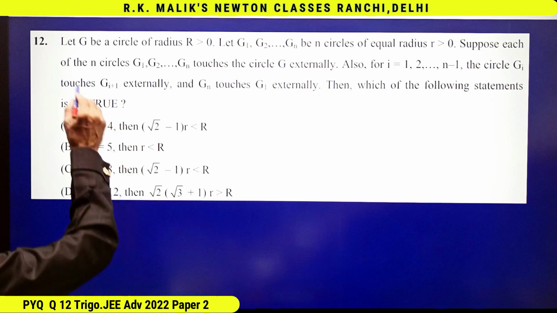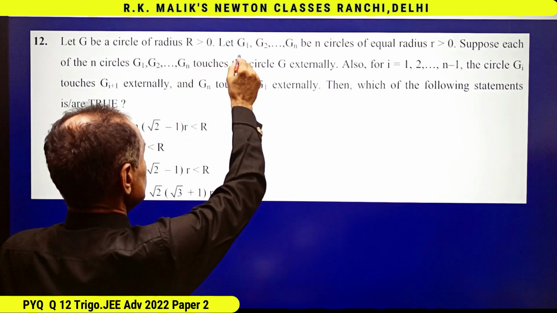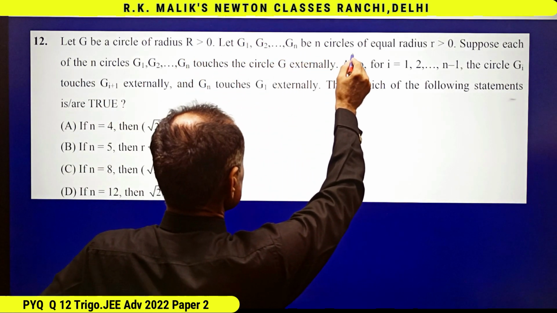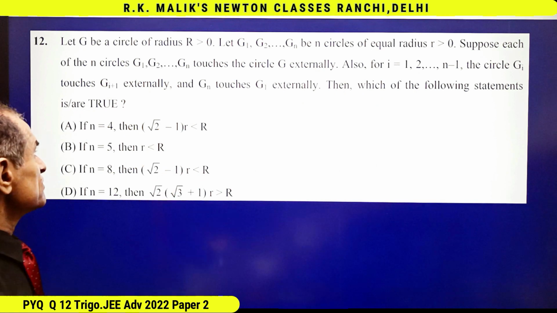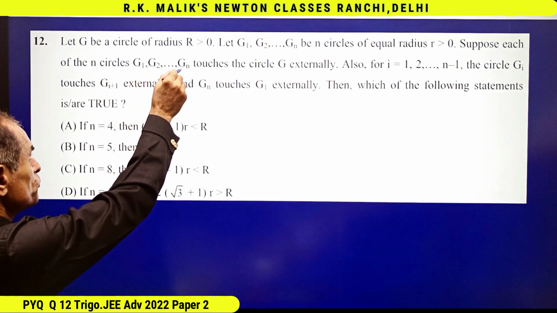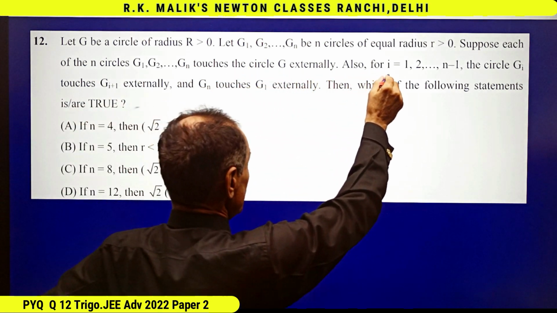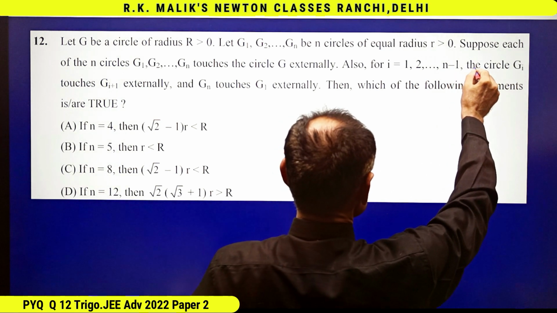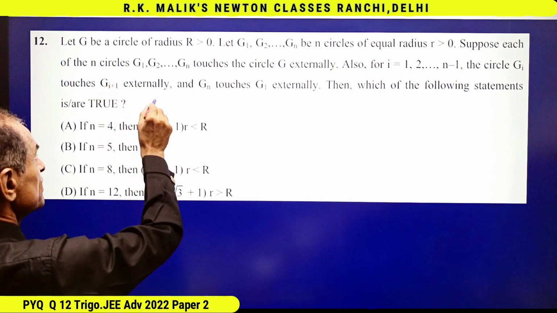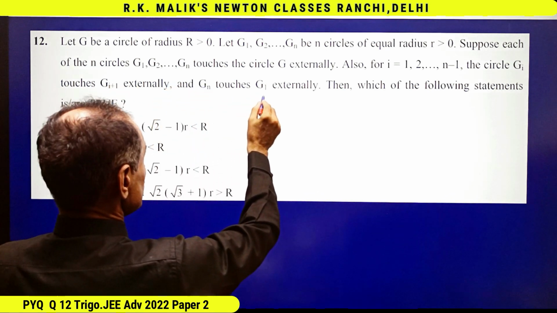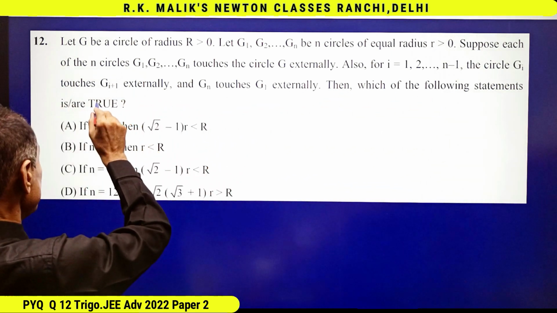In this question, it is given that let G be a circle of radius capital R greater than 0. Let G1, G2 up to Gn be n circles of equal radius r greater than 0. Suppose each of the n circles G1, G2 up to Gn touches the circle G externally, and also for i equal to 1, 2, 3 up to n minus 1, the circle Gi touches the circle Gi plus 1 externally, and Gn touches the circle G1 externally. Then which of the following statements is/are true?